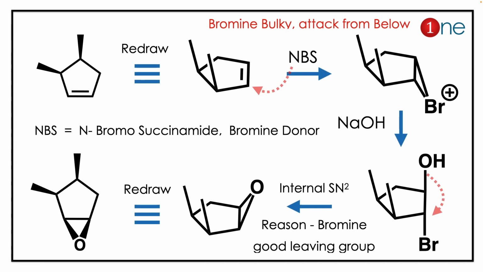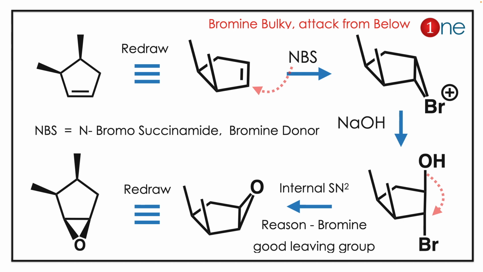This is an interesting problem containing various stereochemically controlled steps. If you write the product straightaway, you will make a mistake. You have to redraw the molecule in 3D. You have to draw the methyl groups above the plane, then NBS. N-bromosuccinimide is the bromine donor. It attacks from below because it's a bulky group, so it always prefers the less sterically hindered side.